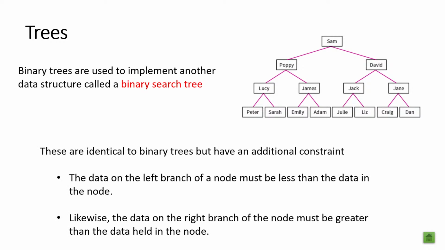So a binary search tree looks exactly the same, but we can apply 3 traversal methods to our tree. So the data on the left branch of the node must be less than the data in the node, and on the right hand side the data must be greater than data held in the node. So Lucy is less than Poppy, James is greater than Poppy.